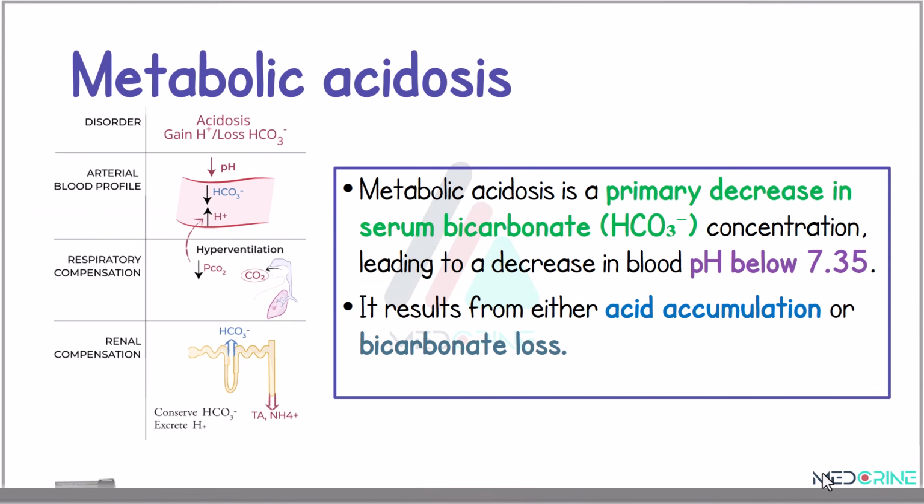A metabolic acidosis is a primary acid-base disorder that is characterized by a decrease in serum bicarbonate levels, resulting in the blood pH levels less than 7.35. This condition arises from either an excess acid accumulation or a loss of bicarbonate.